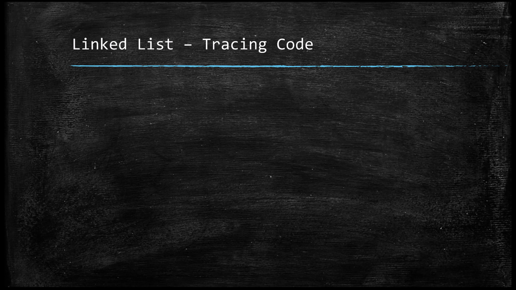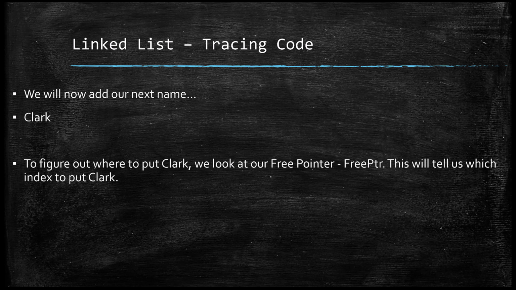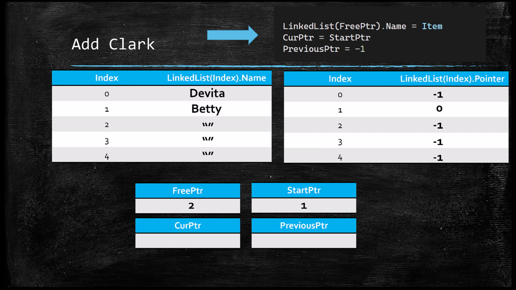All right, it's time to trace the code that we just wrote by adding another name, Clark. Now to figure out where to put Clark, we're going to look at that free pointer. This will tell us which index to put Clark's name and his pointer into. Our free pointer is 2, so we're taking a look at these 3 statements right here. The first thing, linked list free pointer dot name equals item. So my free pointer is 2, so inside index 2, I'm going to put item, which is Clark, right there under the dot name property of my linked list.